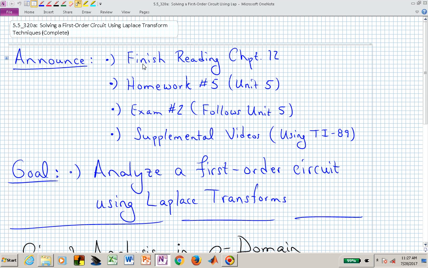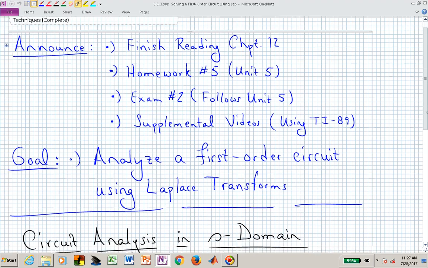Welcome back to ECE 320A. In this video, what I want to do is apply these Laplace transform strategies, inverse Laplace transform, to analyze a first-order circuit to show how you can connect these mathematical tools into a physical system problem.